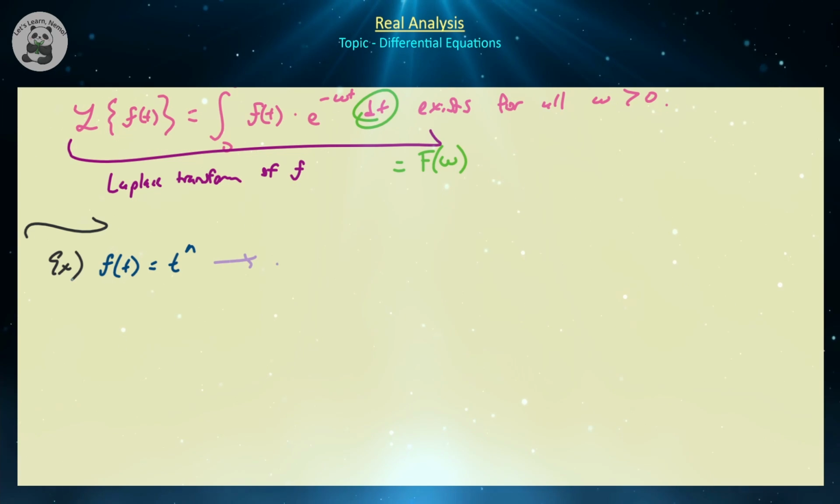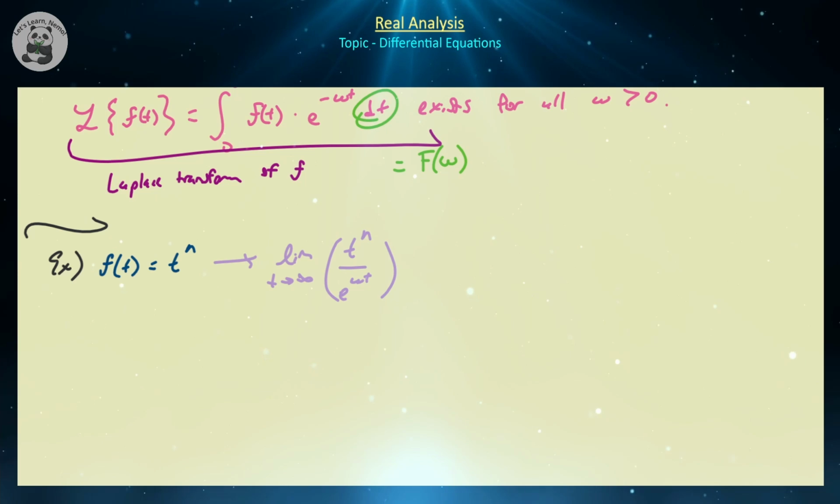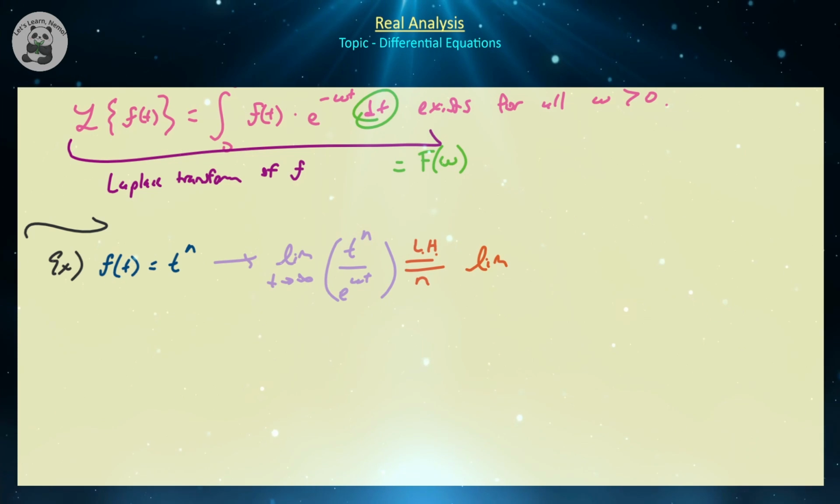So if we consider the limit as t goes to infinity of t to the power of n over e to the omega t, is this equal to 0? Well, we already know that exponentials and polynomials are infinitely many times differentiable, so we can apply L'Hopital's rule to this because we have infinity over infinity n times, right? So if we apply L'Hopital's rule n times, we're going to have the limit as t goes to infinity of n factorial all over omega to the power of n e to the omega t.